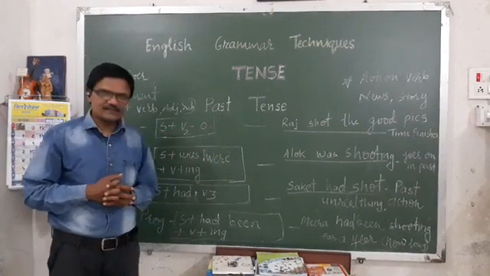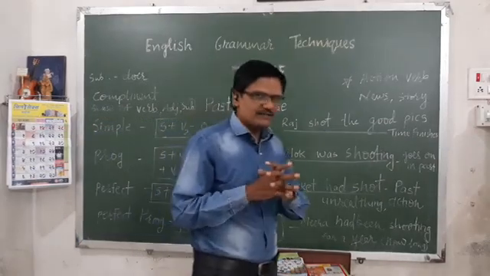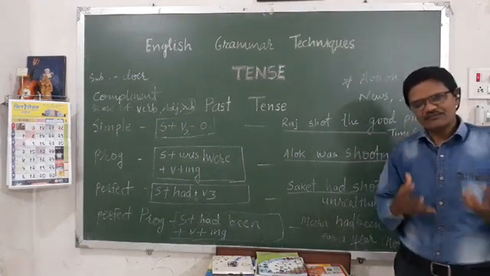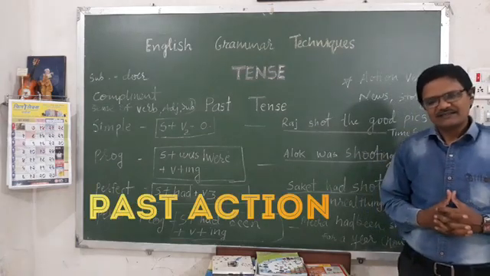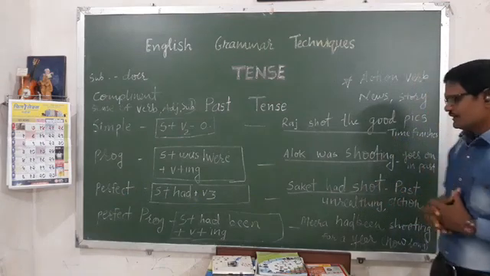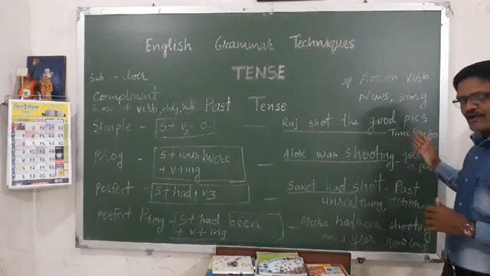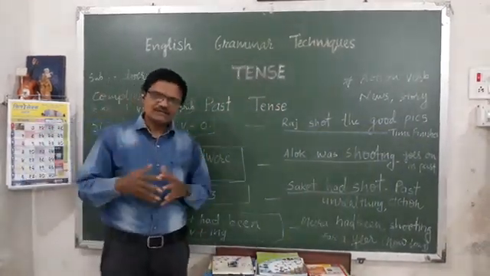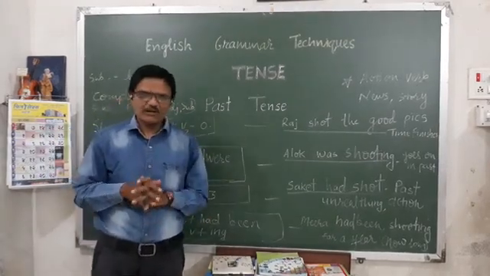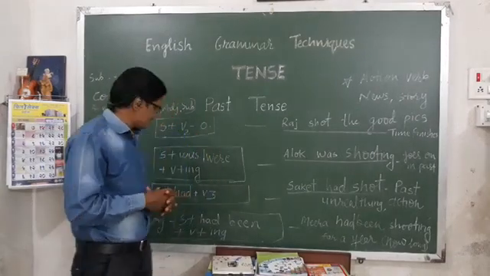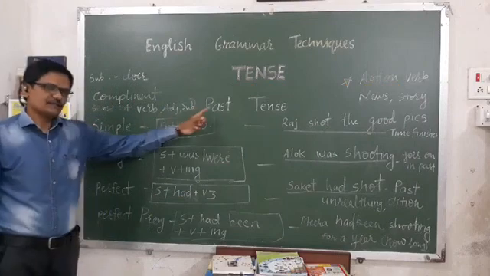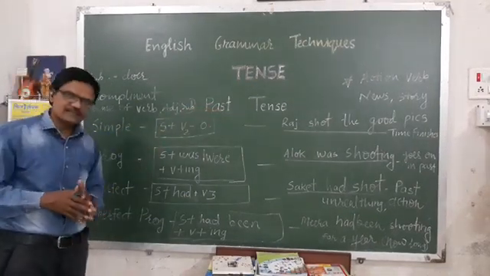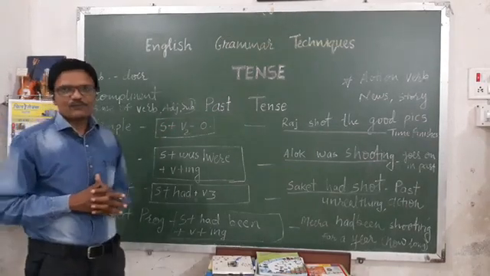What is past tense? Past tense tells about the past event. Past tense explores the different types of stories, narrations. The past tense gives you the idea about the action that finished in the past period. So this is what past tense is all about. In the series of past tense, the first one is simple past tense. Second is progressive past tense. Third is perfect past tense. And the fourth is perfect progressive past tense.